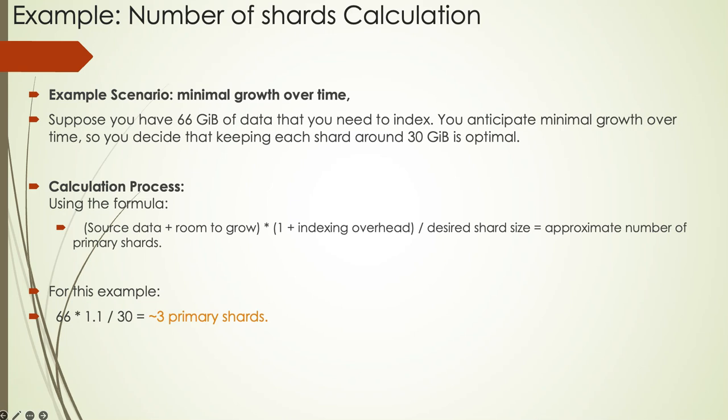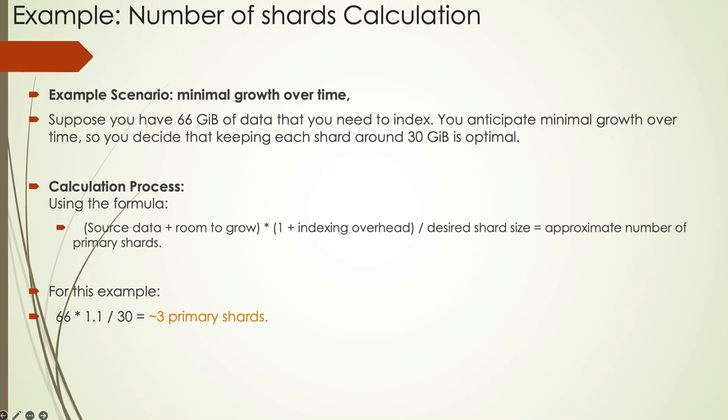In this scenario, what we're looking to see is that our growth is minimal over time, and this is the formula we're going to use. We have the source data times (1 plus room for growth) plus indexing overhead, divided by desired shard size, and that will give us the approximate number of primary shards.